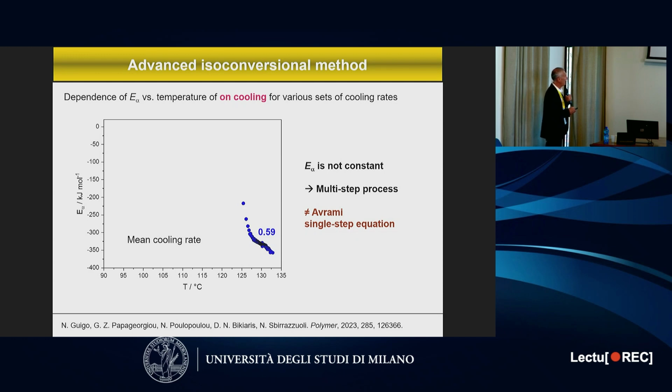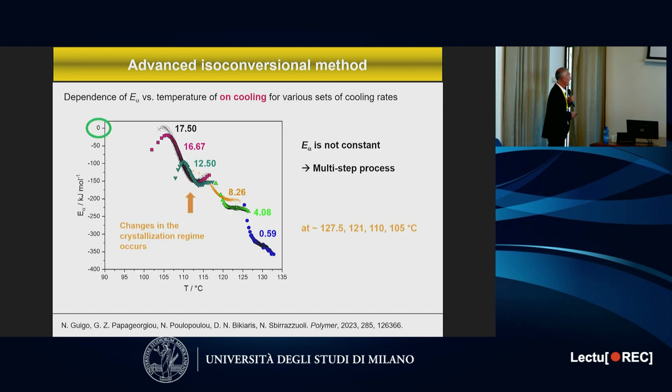So you see here that we have a variation. So first conclusion, it is not a constant. So it is a multi-step process, and we must not apply a single-step equation. The value here corresponds to the mean value of the cooling rate used. Then, if you increase the cooling rate, you see a shift of this apparent value, and you reach quite the value 0 here at the end.